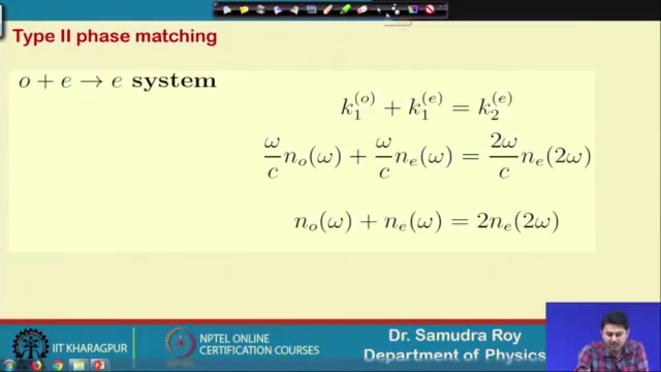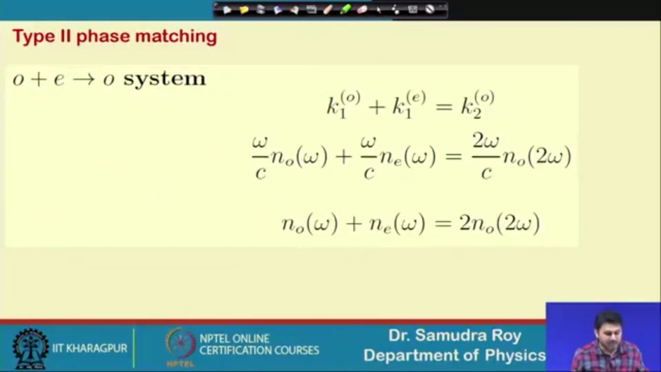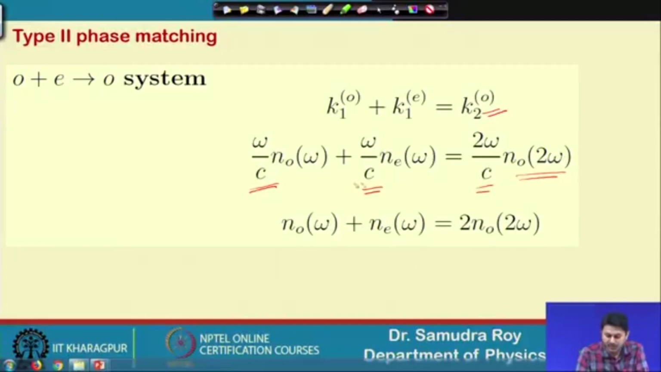Exactly the same calculation we have done in the next system. This is the system where we have one ordinary wave and one extraordinary wave that lead to one ordinary wave. So, again in terms of k we have a similar thing; the only thing that is changing here is O. At the end of the day we are generating the ordinary wave having 2 omega frequency. So, we have omega by c, 2 omega by c n of 2 omega, and in all the cases if I now cut omega by c, then we will have n of omega, n e of 2 omega equal to 2 of n o of 2 omega.